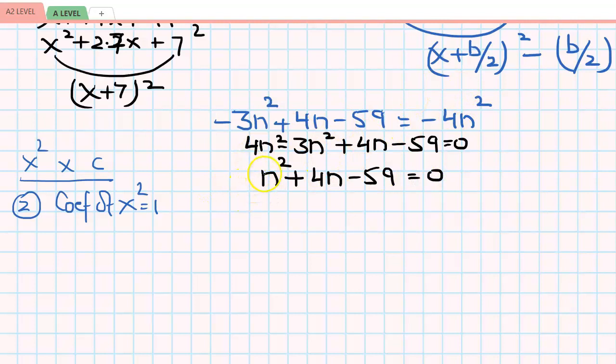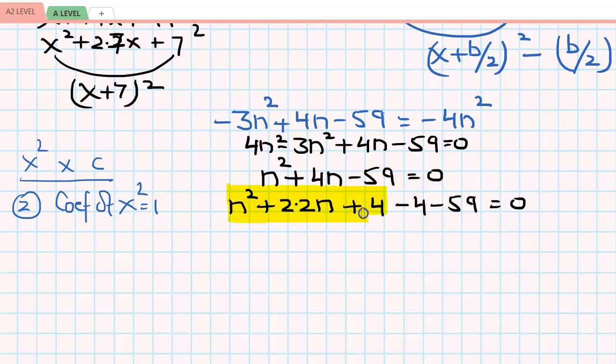Now this is n square, it means a is already 1, so we need not take anything common. Now what we are going to do, we are going to write n square plus 2 multiplied by n because of 4n, plus we have to do the square of this, 2 square, that is 4, minus 4, minus 59. Why have we done this? Plus 4 minus 4 is 0, so the equation remains the same. But what we are doing is we are separating it.